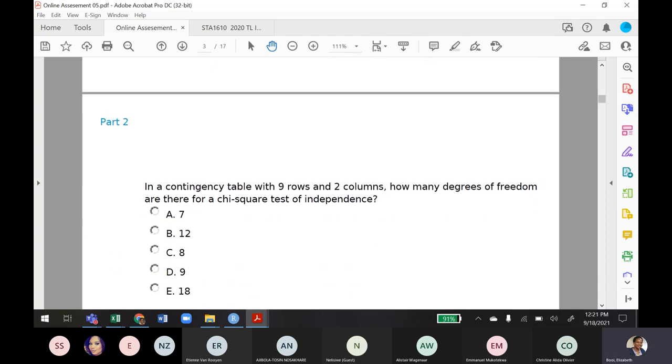In a contingency table with 9 rows and 2 columns, how many degrees of freedom are there for a chi-square test of independence? Number of rows minus 1, number of columns minus 1. It's 8. How did we get 8? Rows, 9 minus 1, columns, 2 minus 1. 9 minus 1 is 8, times 1, which is equal to 8, so the answer is C.